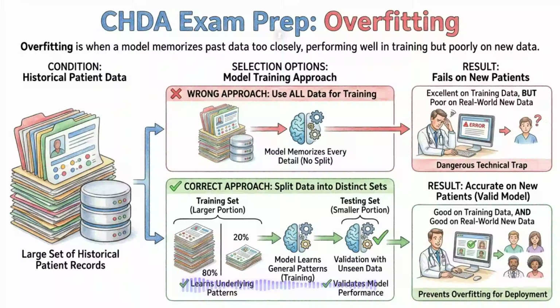A major risk when building these advanced machine learning models is a dangerous technical trap known as overfitting. Overfitting happens when an algorithm learns the historical training data far too well, essentially memorizing the past rather than learning the underlying patterns. When a model is overfitted, it looks absolutely brilliant on paper but fails miserably when you try to use it on brand new, real-world patients. Analysts prevent overfitting by strictly separating their historical data into distinct training sets and testing sets before deploying the final model into the hospital.